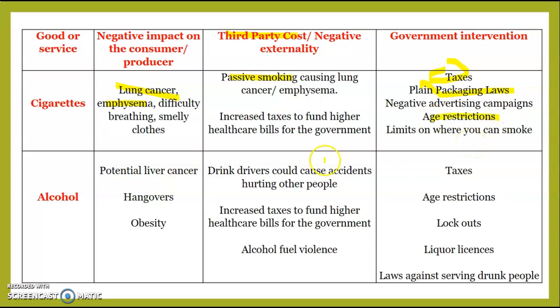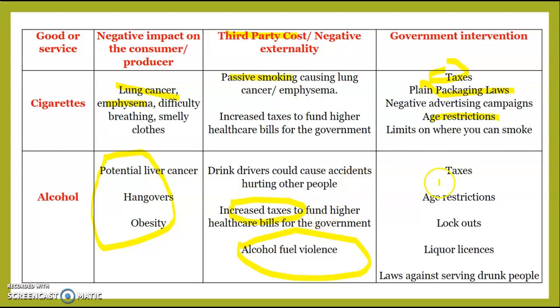So all these products that we say have negative externalities, basically they have issues for the individual, so alcohol, liver cancer, hangovers, obesity, but they can also cause problems for third parties. So people being affected when people drink drive, people have to pay more tax because we've got to fund the healthcare costs for these people that are drinking too much alcohol, anyone that's affected by alcohol-fueled violence.